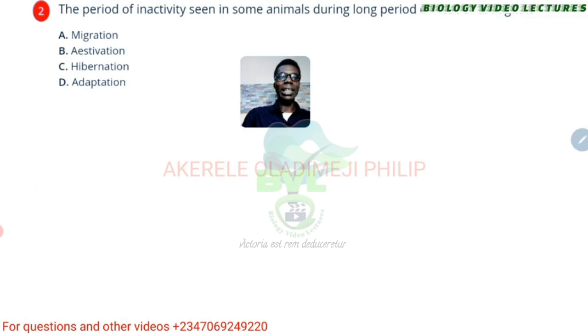The period of inactivity seen in some animals during long period of heat or drought. Heat, good. That would be estivation, B. Now, when an animal is staying less active for a long period of time in the cold, we call that hibernation. But it says here, whether during heat or drought, that is called estivation.